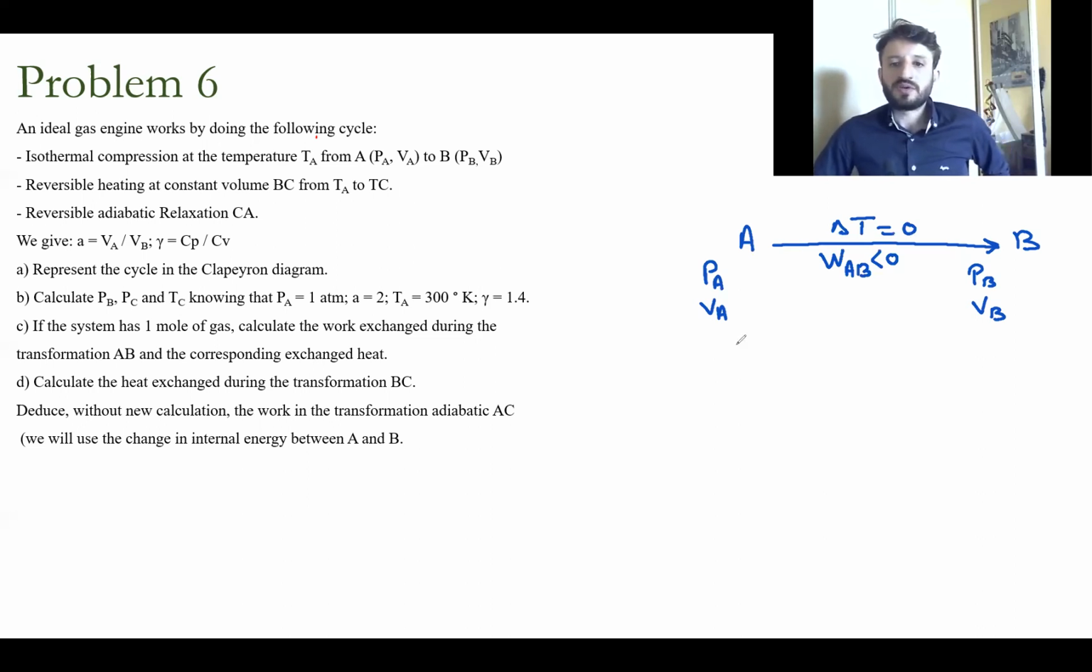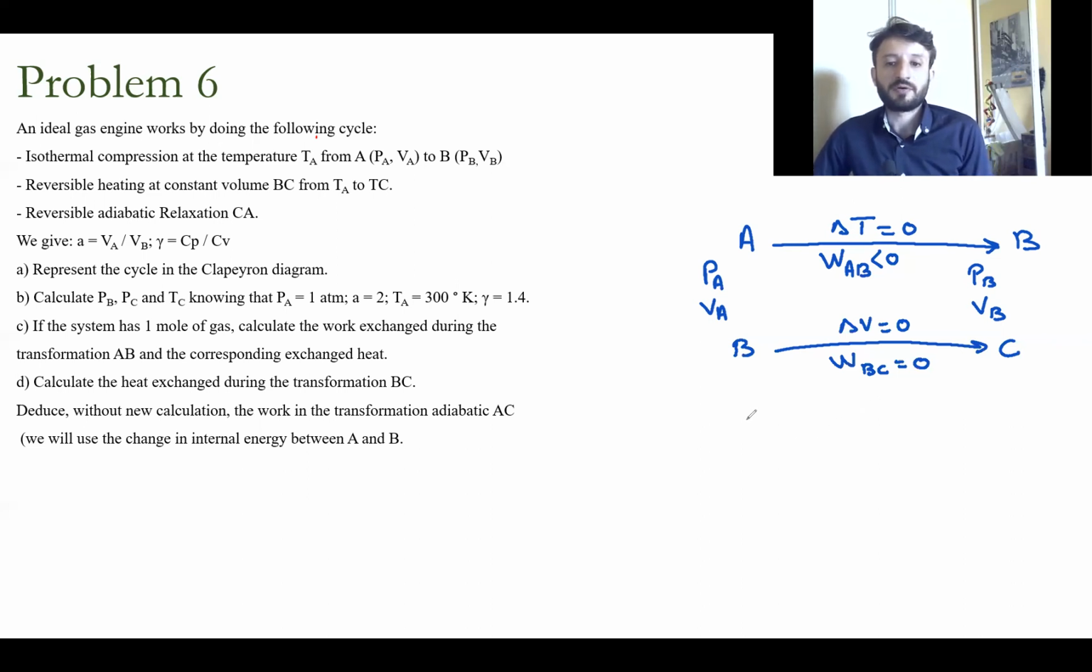Okay, now we go from the point B to the point C. We go with a constant volume. So delta V equals 0, constant volume, so W_BC equals 0. And we have a reversible adiabatic relaxation. It means the volume increases from the point C to the point A. Adiabatic means Q equals 0, so Q_CA equals 0. The volume increases, so W_CA must be positive.